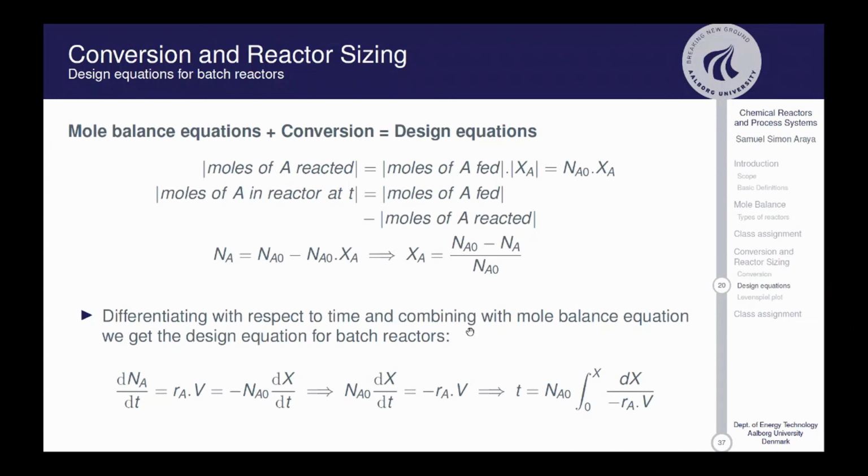And differentiating this with respect to time and combining it with the mole balance equation that we know, which is basically rA V is equal to dNA divided by dt. This is our mole balance. We can just substitute for NA, which is this. Basically, we can put this in here and rearrange, and we get this equation. So basically, NA0 dX/dt is equal to minus rate of A times the volume of the reactor.